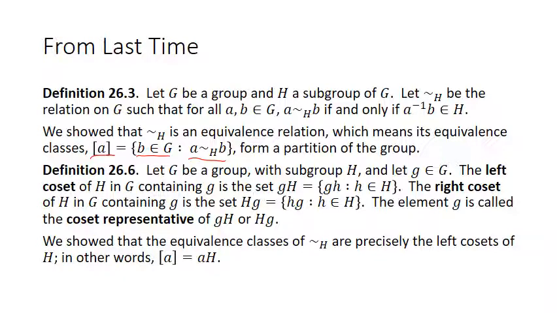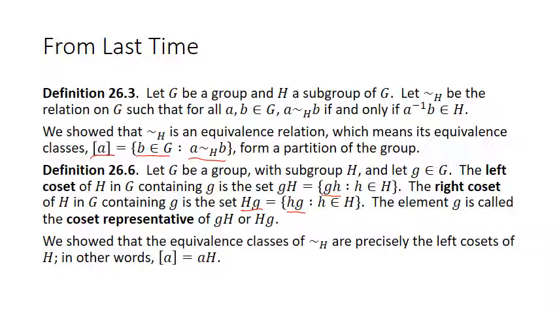And then we had this definition of cosets, so definition 26.6. Let G be a group with subgroup H, and let little g be in big G. The left coset of H in G containing little g is the set little g H, which is equal to, basically you just multiply every element in the subgroup H by little g on the left. That's why it's called the left coset. And then the right coset of H in G containing little g is the set H little g, and that is exactly the same way, except that you take all of the elements in the subgroup H and you multiply little g on the right, so that's called the right coset. And then the element g itself, that is called the coset representative of gH or Hg.